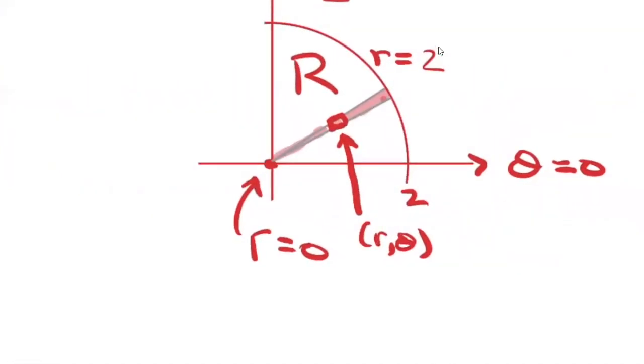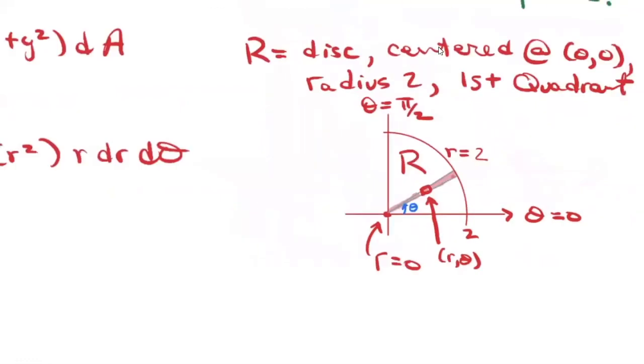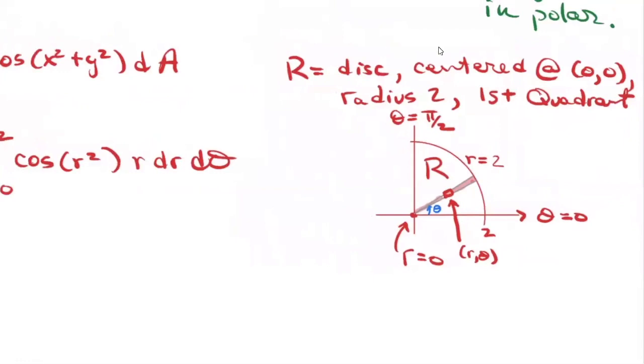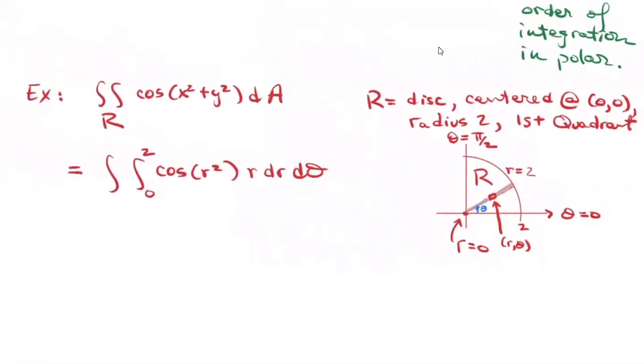Now theta has to vary, so of course theta is right here, and for this red slice to cover the whole region, theta has to go from 0 to pi over 2. Okay. Yeah, so it's a pretty easy integral now. I'm just going to zip right through it. It's not uncommon to have constant limits on these.